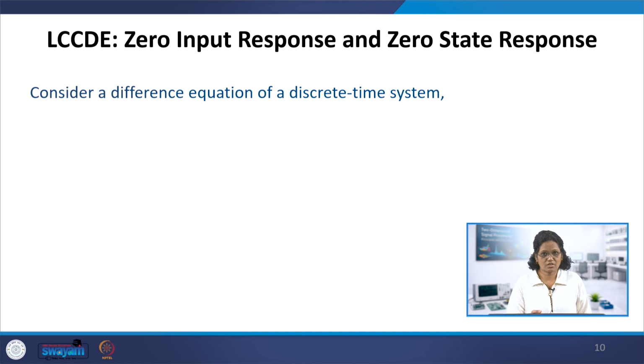So from this difference equation, we can find out through the Z transform that we will see later. Taking the difference equation of the discrete time system, what we mean here by LCCDE is the linear constant coefficient difference equation. That difference equation of the system we will take and find out what the zero input response and the zero state response are. These two responses combine to give the system response.